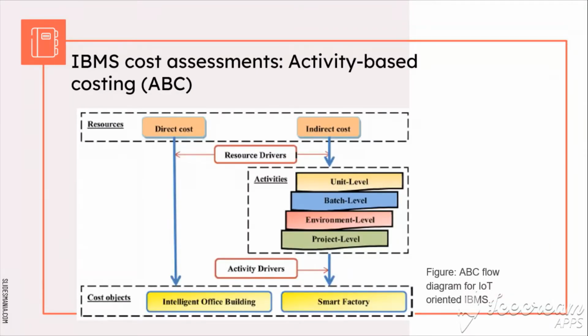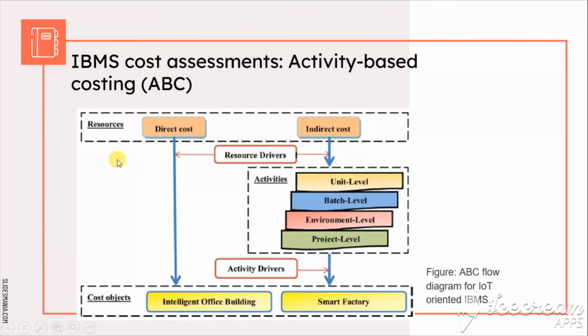Next is the IBMS cost assessment using the ABC method. The ABC method generally is a cost accounting system. The literature specifies that ABC is widely used to analyze decision issues, particularly for environment and energy issues such as public transport projects. In this study, ABC is used with the cost object.